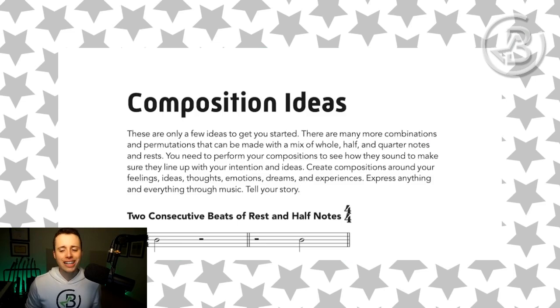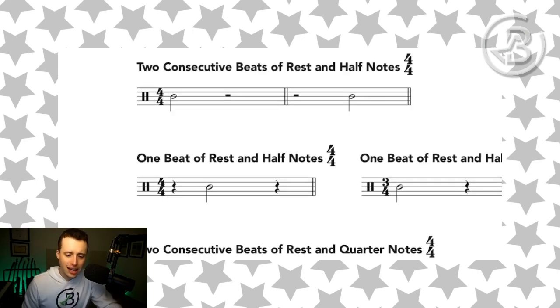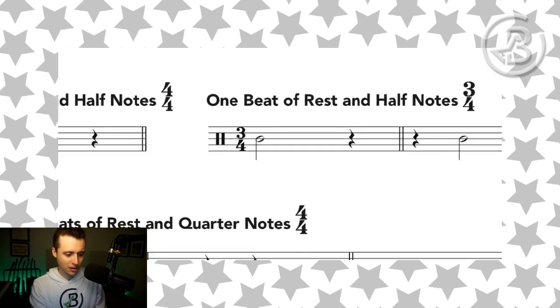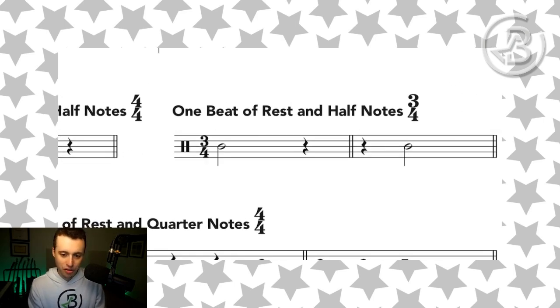In this lesson, we are going to give you some composition ideas for you to start writing different rhythmic compositions with for either 4 measures or, as you learned how to do a couple lessons ago, 8 measures at a time. So these are just 1 measure examples of different combinations of notes and rests. Here's 2 examples of 2 beats of rest in a row using half rests in 4/4. Here's 1 beat of rest and a half note. That's fun. Here's 1 beat of rest and a half note in 3/4.